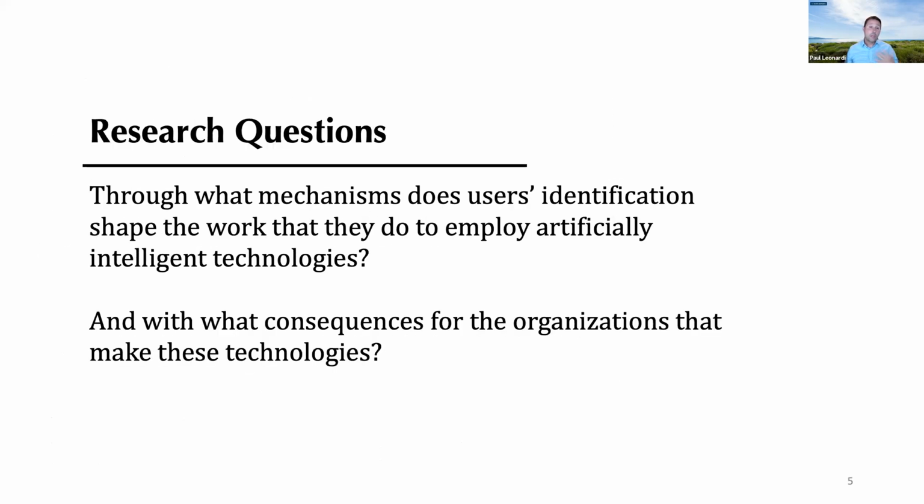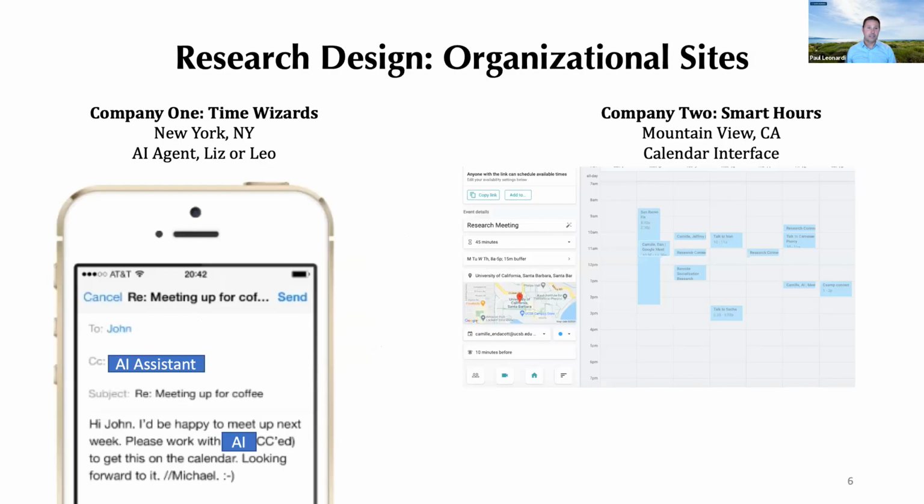And so what we have been really focusing on in this study is trying to understand what are the mechanisms through which users' identification can shape the work that they do to make AI technologies work in practice? And what are the consequences for the organizations that make these technologies? So these are the two big research questions that guide our study.